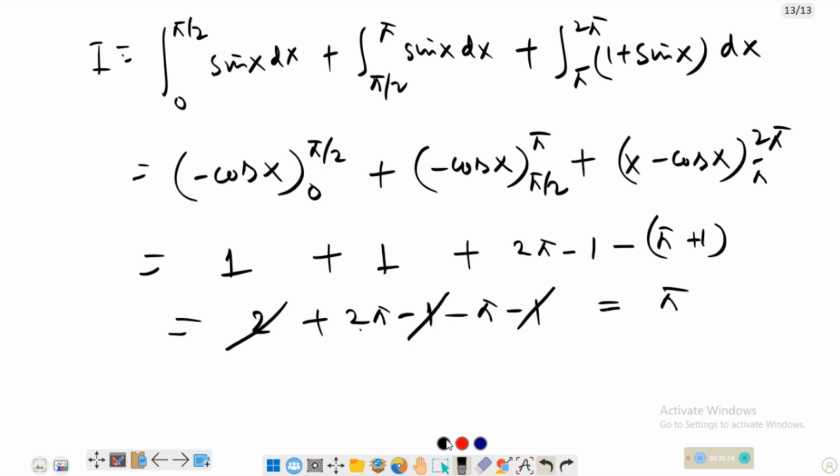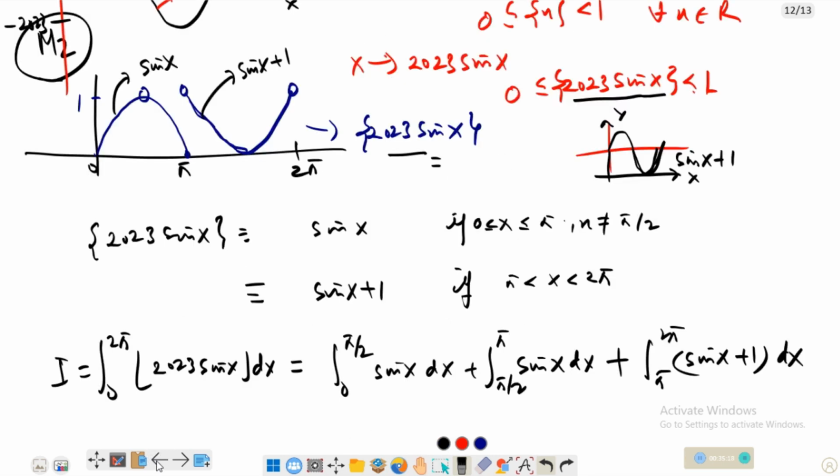Since I calculated here the fractional part of 2023 sin x, here is a mistake. Here I have taken the fractional part of x. So here I calculated the fractional part of x.